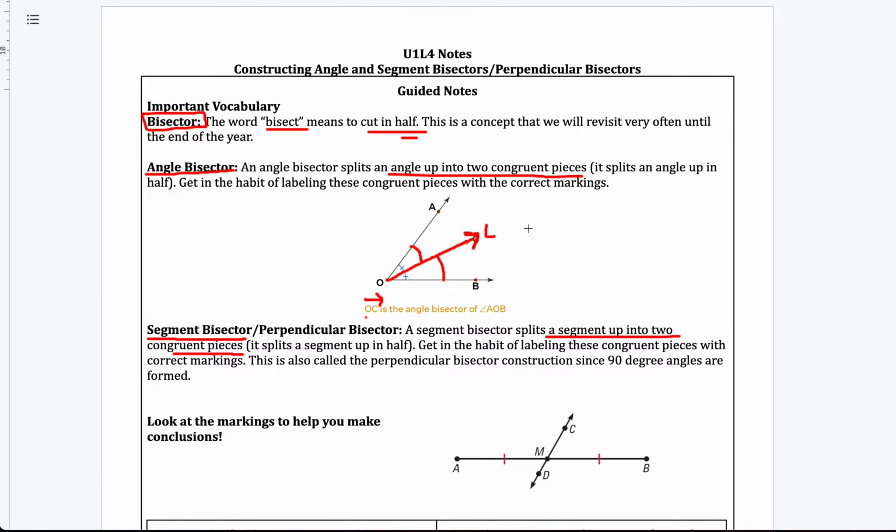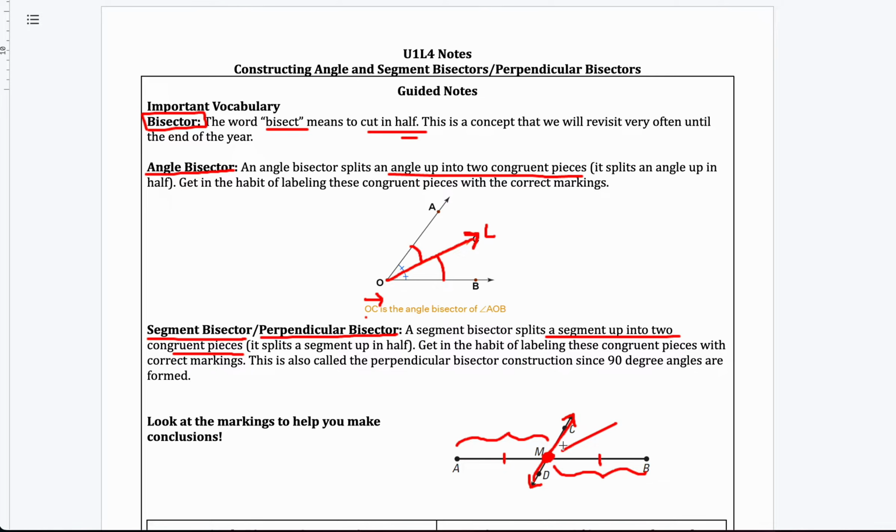Now, a segment bisector is the same exact construction as the perpendicular bisector. This is important because if you have a photo like this, and let's say we knew that line CD here was the segment bisector, we know that AD and DB, those two segments are congruent, right? That's what bisect means. When we intersect a line, and it's intersecting the line right here, we are cutting it into two congruent parts.